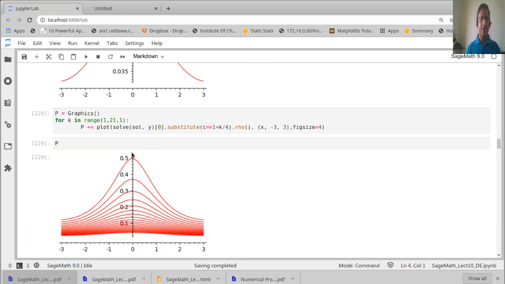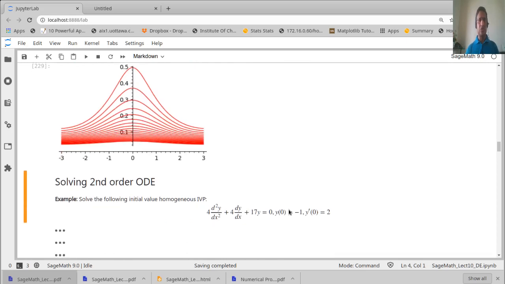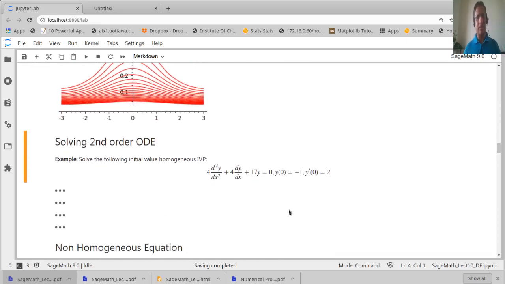You can see here several solutions are plotted, all of them together, and again you can see that no two will intersect. So that's solving a first order ordinary differential equation, including plotting the solution curve, plotting the vector field or slope field, and plotting the various curves, including the analytic solution. Now suppose you have a second order ordinary differential equation.